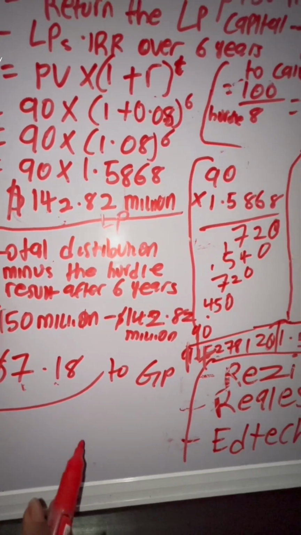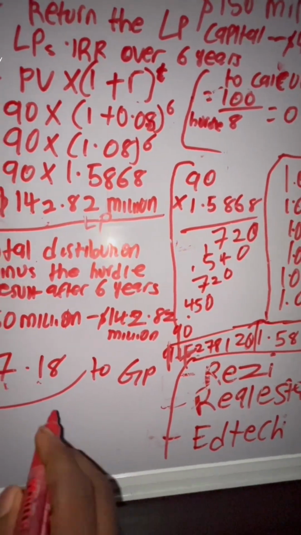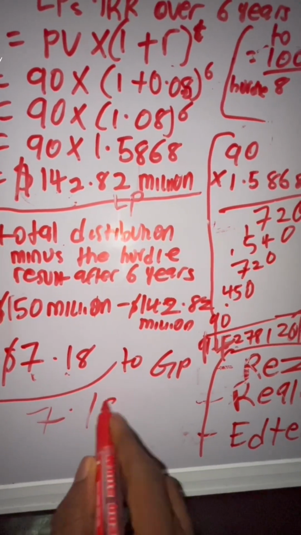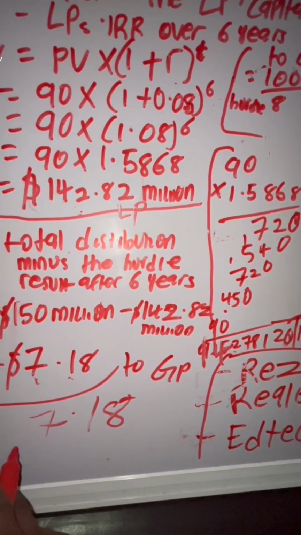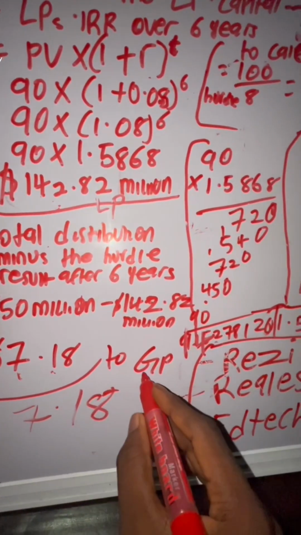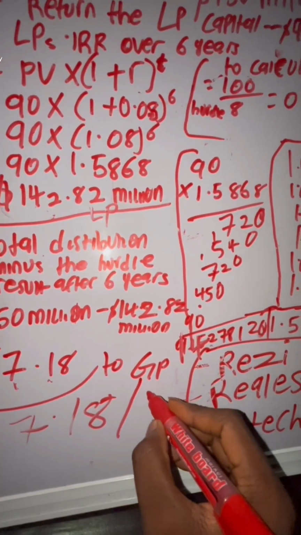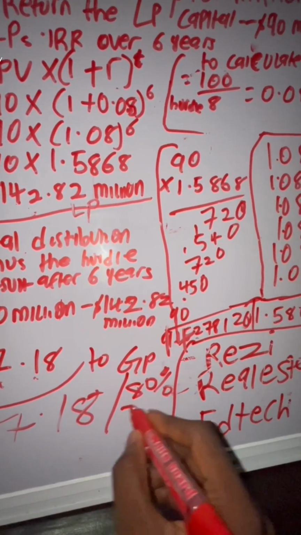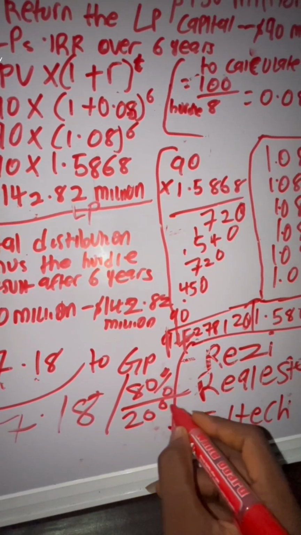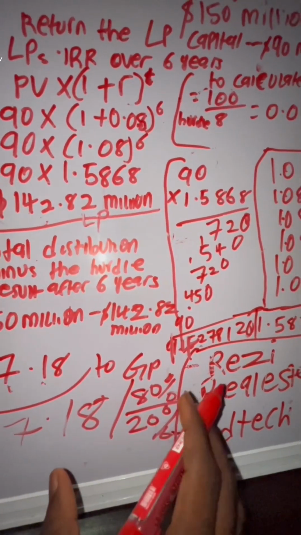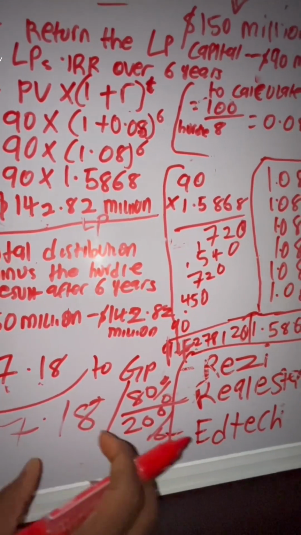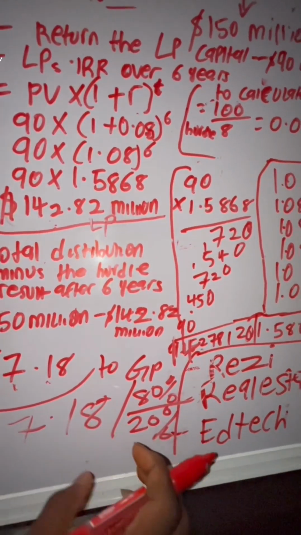But if there's no catch up clause, that's another problem. So if there's no catch up clause, it now comes to this 7.18 being split: 80% becomes that of the LP, and 20% becomes that of the GP. So you calculate 80% on this, it belongs to the LP. 20% from this belongs to the GP.